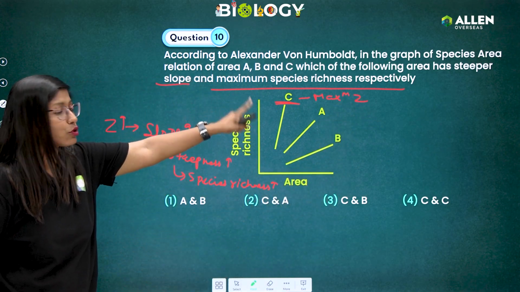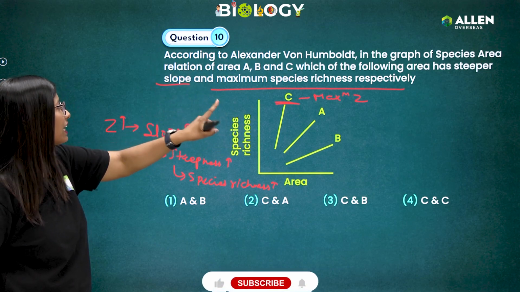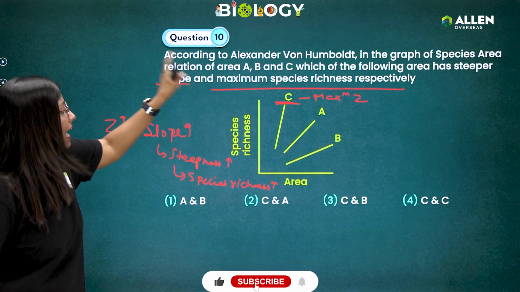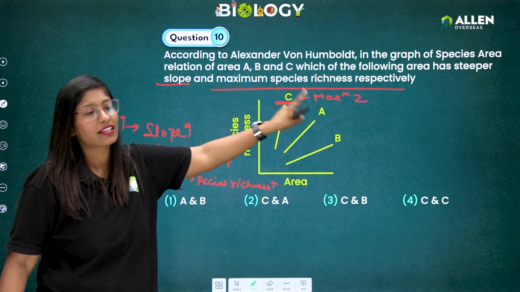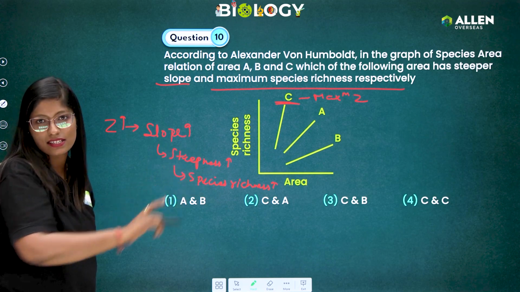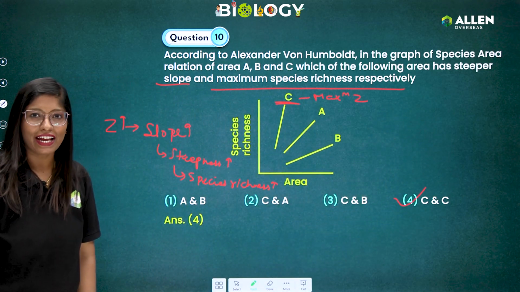So maximum slope, maximum steepness, and in the question they have asked which area has steeper slope, that is C, and if slope is steep, the C only has maximum richness. Therefore, our answer becomes C and C. That's option number 4. Right?